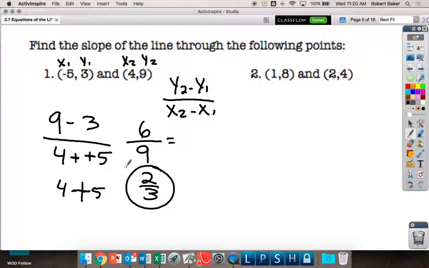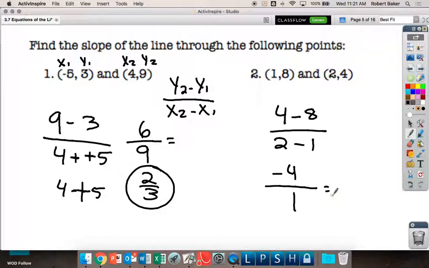Now, if you don't trust yourself mentally, I would encourage you to use that machine on your desk, because you might wind up with something. Well, this one's not as bad either. 4 minus 8 over 2 minus 1. And that's doing it mentally without writing your steps. That is writing steps still. 4 minus 8, negative 4. Sorry, I forget you guys are writing all of this.